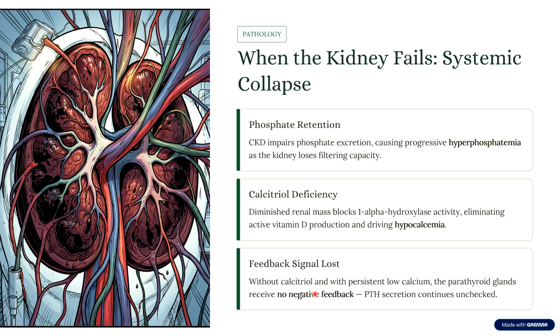Feedback signal also lost. Without the calcitriol and with persistent low calcium, the parathyroid gland receives no negative feedback. So PTH secretion continues unchecked. So these three things will happen when the kidney actually fails. Phosphate will be retained, calcitriol deficiency will be there, and there will be uncontrolled PTH secretion.